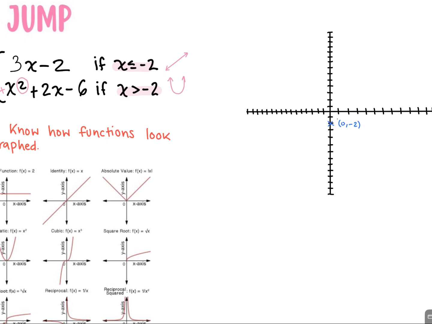Right, so our slope is rise 3, run 1. So since we're going down, since we're going less than negative 2, we're going to go down 3. So 1, 2, 3, and run 1. So it's going to look something like this.